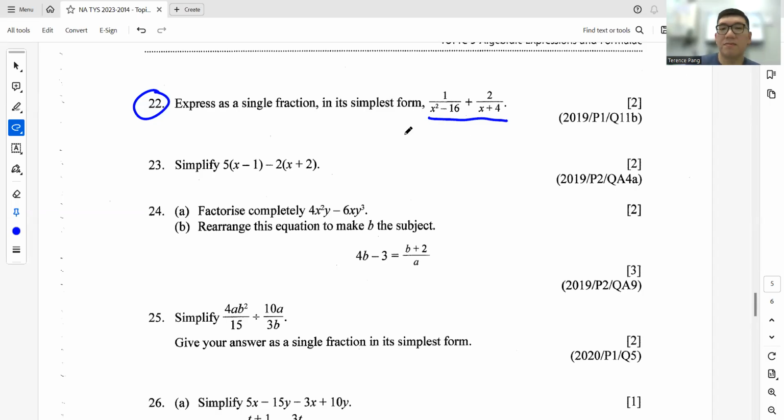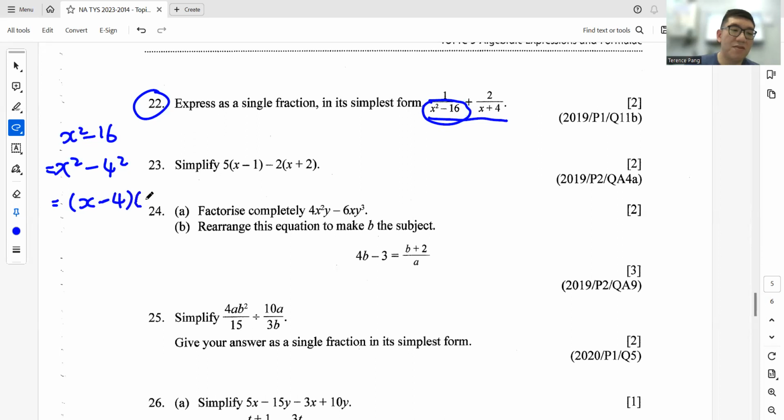Question 22. For this one, you have to take special care with the x squared minus 16. x squared minus 16 can be expressed as x squared minus 4 squared. So if you are aware of a squared minus b squared equals (a plus b)(a minus b), yes.